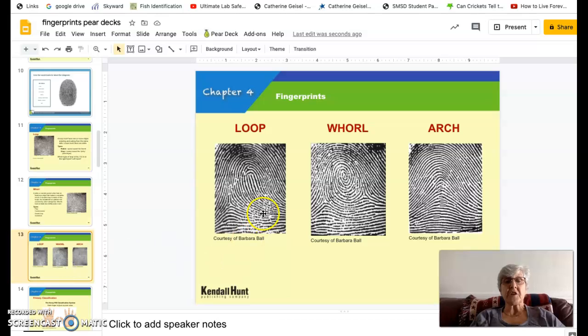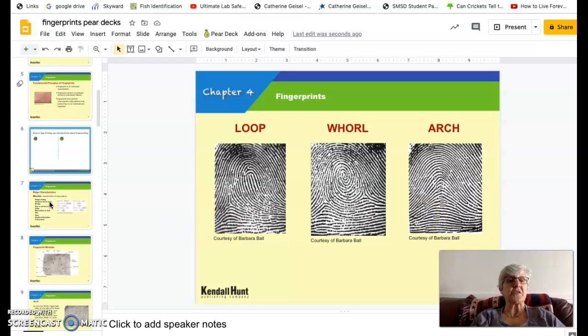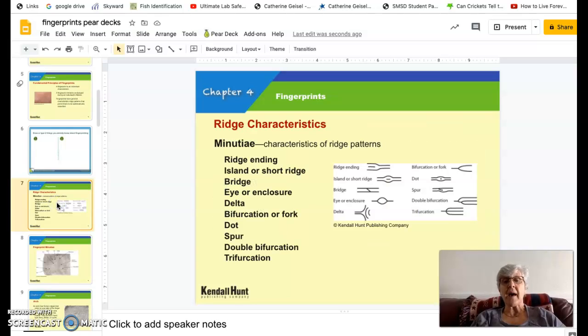So here's kind of a general look at a loop, a whorl, and an arch. I've got a handout that I will give you that will show you the differences between them. Besides looking at the overall pattern, we also look at minutiae, which are characteristic patterns.